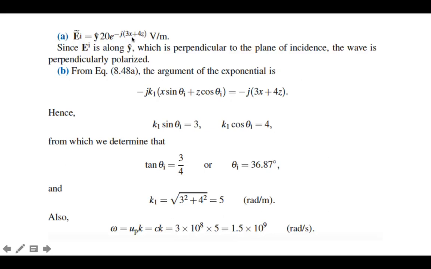So let's go back over that one more time. Basically, we're looking at what's in the exponent here, and we know that for a perpendicularly polarized wave, if we're pointing in the y-hat direction, then this exponent is x sine θI plus z cosine θI. So we're just drawing a one-to-one correspondence to what we're given, as well as to what the equation defines for the incident angle. And it's easier if you have a figure in front of you. So if you want to pause the video and pull out a book where you can actually look at a figure, that might be useful.